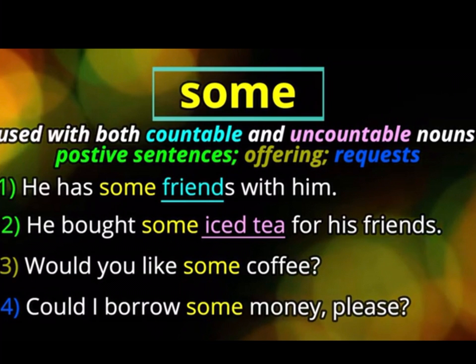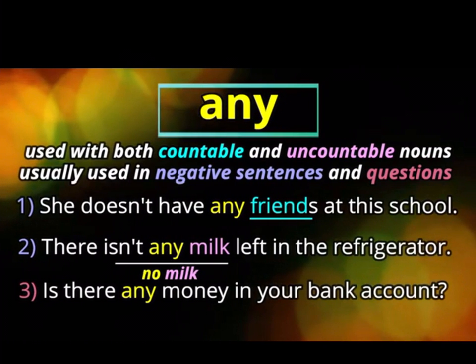Okay, and our final quantifier is any. Any is used with both countable and uncountable nouns, usually used in negative sentences and questions. Let's look at the first example. She doesn't have any friends at this school. This is a negative sentence, and friends, as we know, is countable.